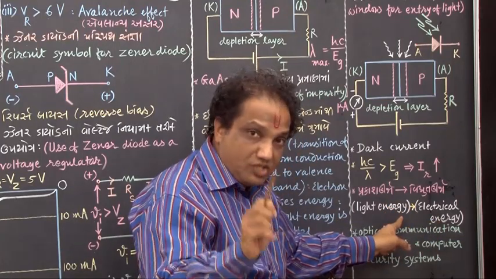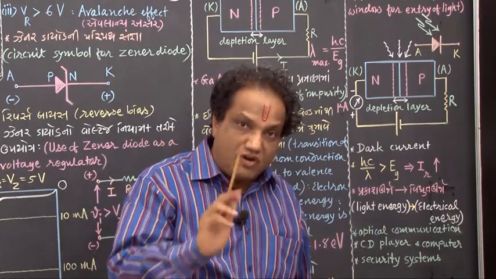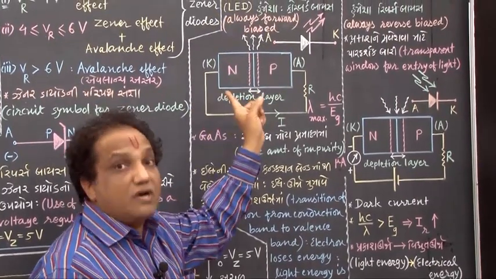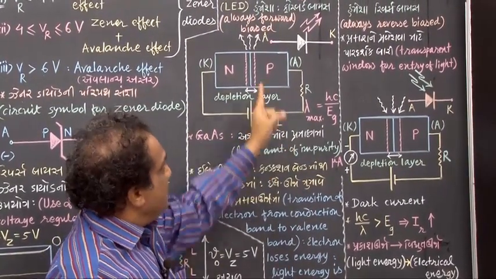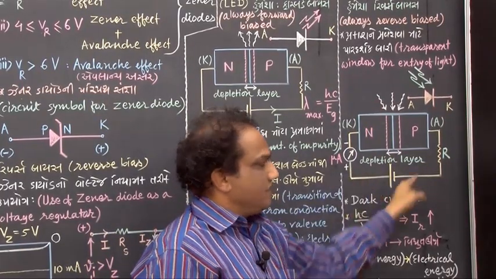This principle is opposite to the principle of LED. The principle of LED was to convert electrical energy into light energy. Here it is conversion of light energy into electrical energy.